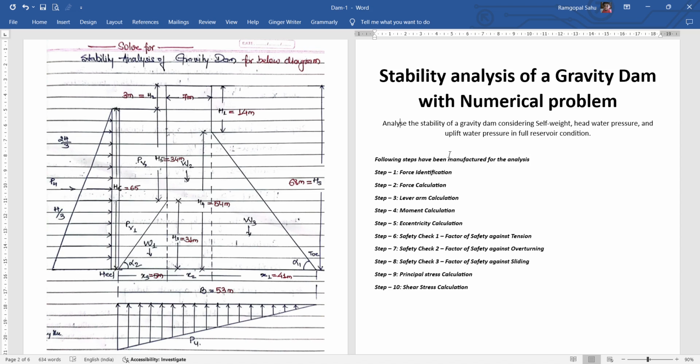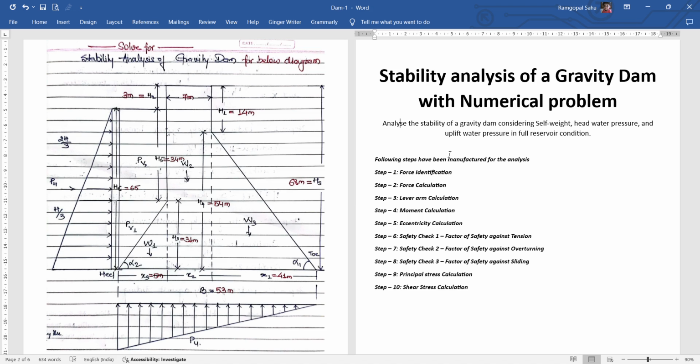This video is all about the stability of the gravity dam. It is a completely practical approach which includes a numerical problem. While you are watching this video, it means you have gone through the theory lectures of the gravity dam and the forces acting on the gravity dam. So without wasting any time, let's begin with the analysis.